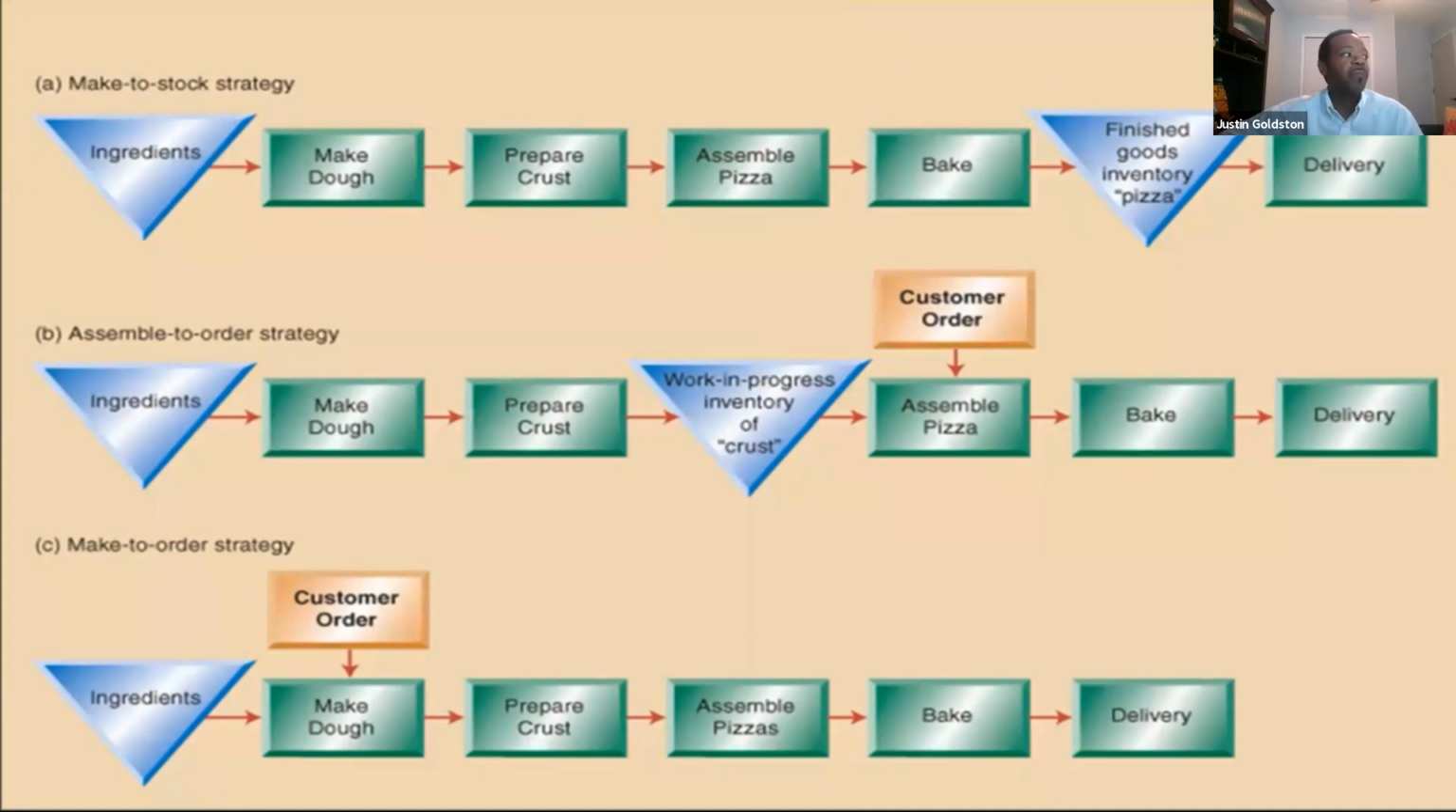And then again, you have that make to order strategy, where I'll wait for that order to come in. I'll wait for that Tesla order to come in, and then I perform all those steps.